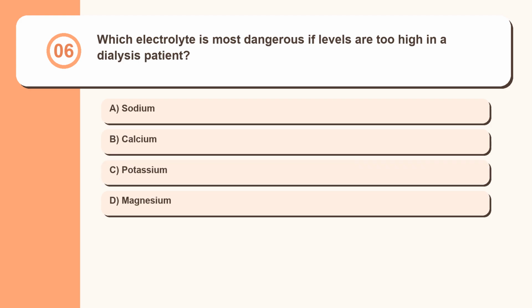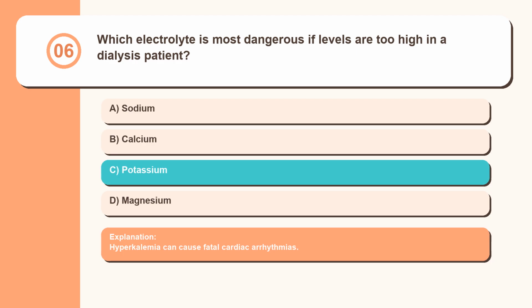Question 6. Which electrolyte is most dangerous if levels are too high in a dialysis patient? Sodium, calcium, potassium, magnesium. Hyperkalemia can cause fatal cardiac arrhythmias.